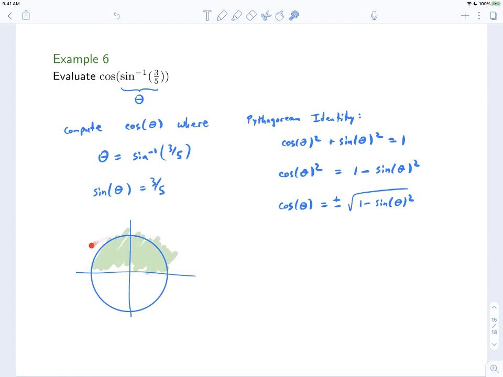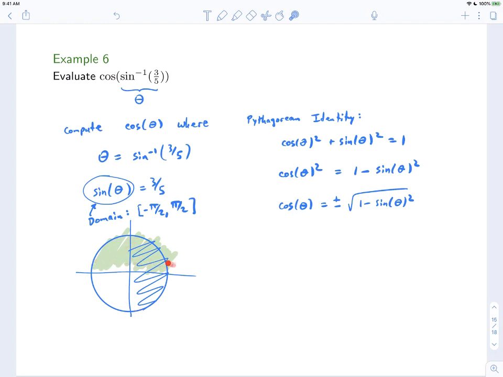If we're on the top half of the circle, then you might have a cosine which is positive here, or you might have a cosine which is negative over here. However, sine inverse is the inverse of sine on a restricted domain. So the domain of sine is restricted to the set from minus pi over 2 to positive pi over 2. But that's the right side of the circle. So that means we have to look only at the right side of the circle.